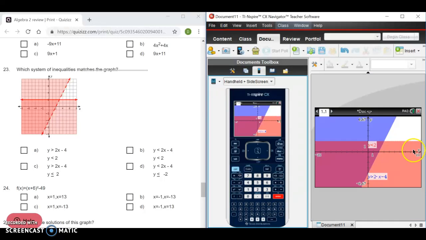I noticed that this one looks exactly like this picture. Shaded below, shaded above. These two are crossing right in here, just like this. So A is your best answer.